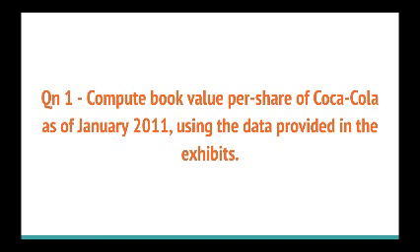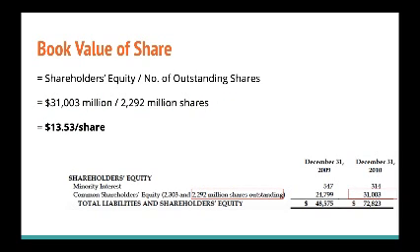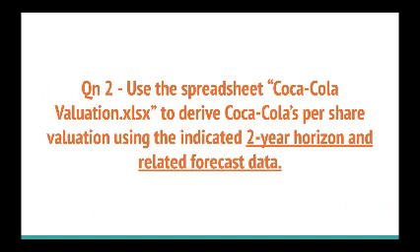So question 1 is pretty straightforward. It's to calculate the book value per share for year 2011. So taken from Exhibit 1 balance sheet, we just use the common shareholders' equity divided by the number of outstanding shares to get the book value per share at $13.53 per share. And this is question 1.